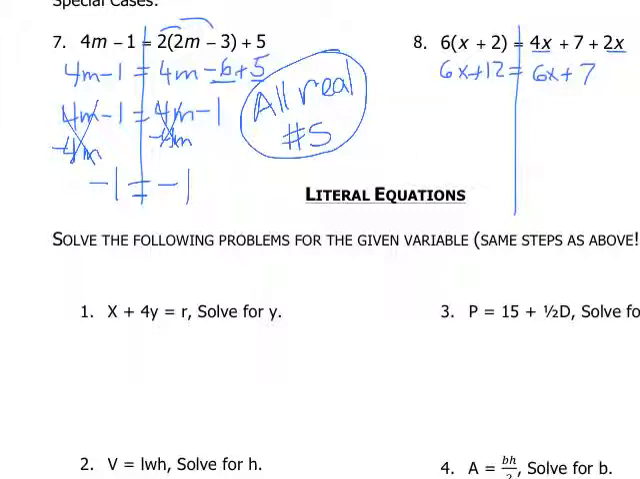Okay, and the reason the answer is all real numbers is because since the variable dropped out, that shows us that no matter what I put in for m, it will always be true. Any number would be a solution to this equation. Most equations just have one single solution. This one doesn't. It has very many different solutions.